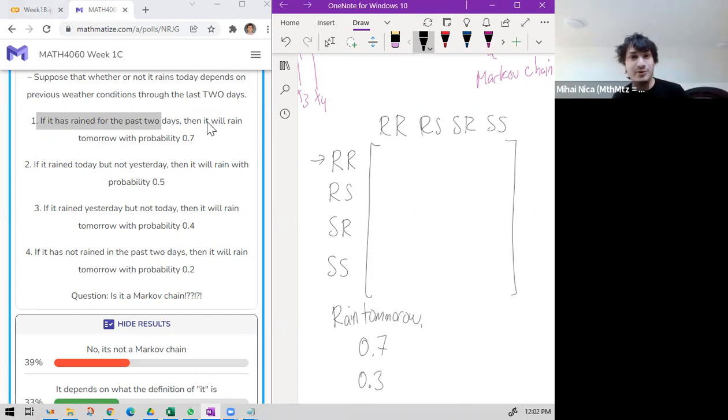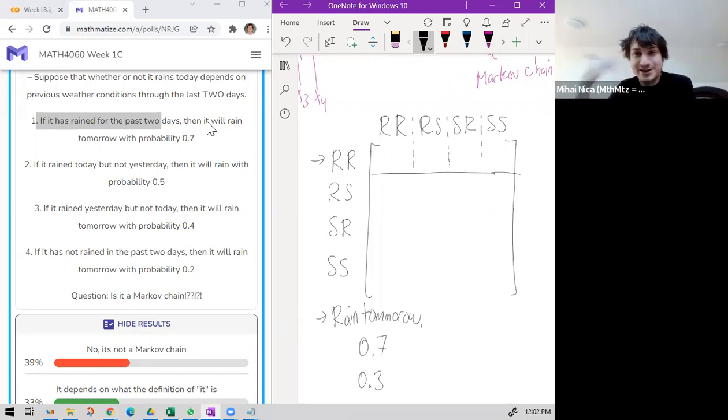Okay, and there's a 0.7 and a 0.3. Problem: I've got 2 numbers and four things to fill in here. So I know the numbers 0.7 and 0.3 are going to go here, but which ones do they go into? Which ones do they go into? And this is a bit of a weird hang-up.